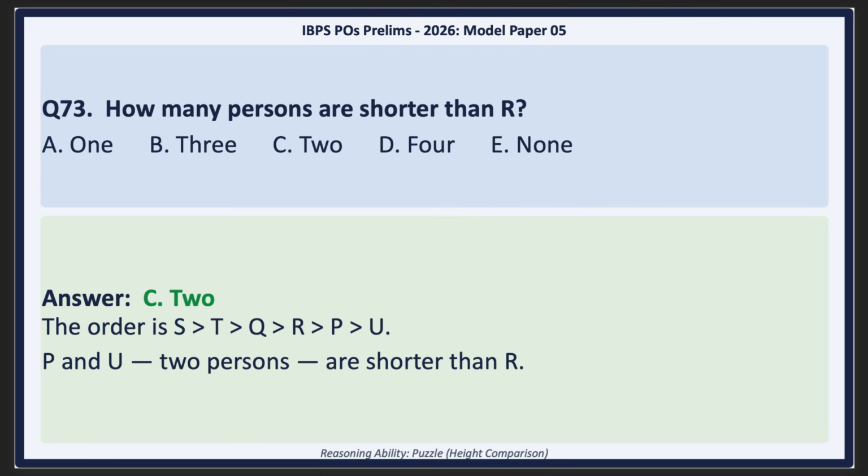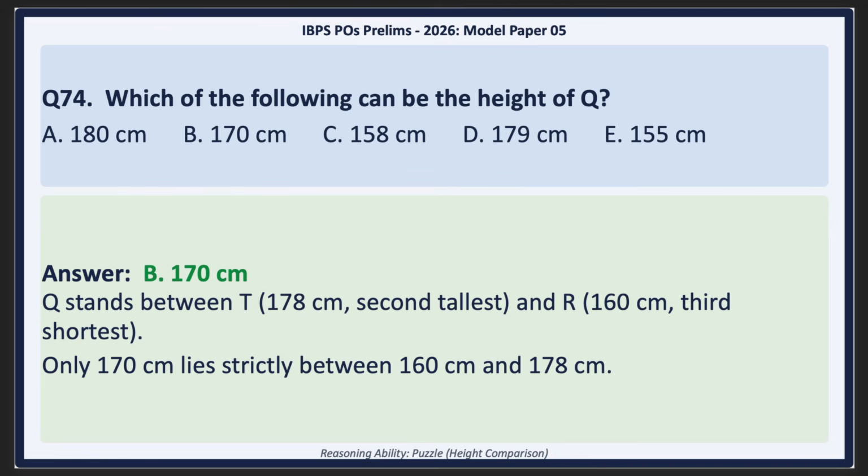Now here is where those number placeholders come in for question 74. Which of the following can be the height of Q? Well, Q is sandwiched right between T and R. Exactly. We know T is 178 and R is 160, so Q's height just has to fall somewhere between those two numbers. If you look at the multiple choice options, 170 centimeters is the only choice that fits that range. See, you didn't need to calculate a thing, just logic.